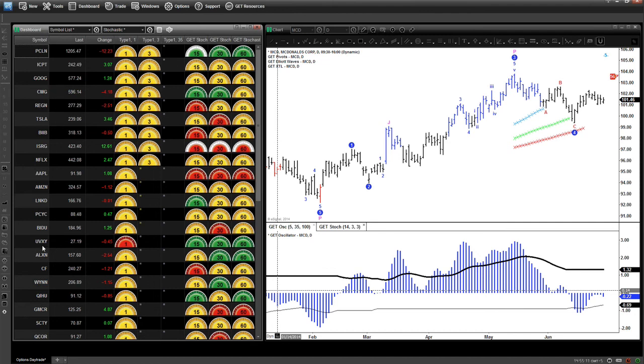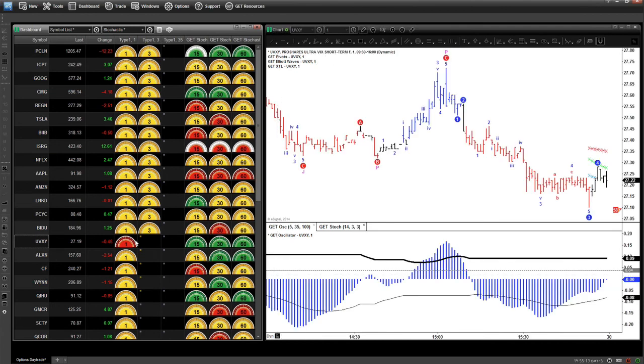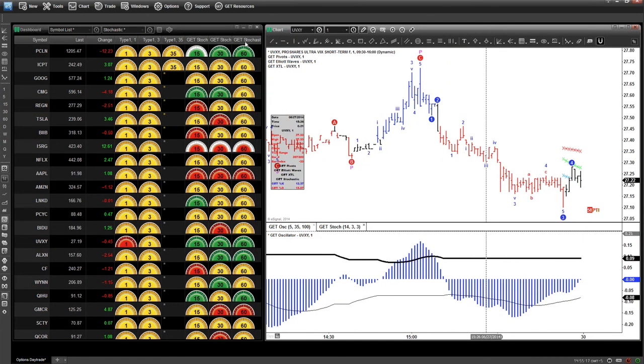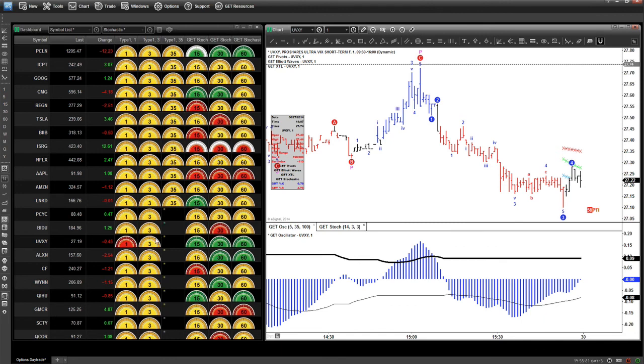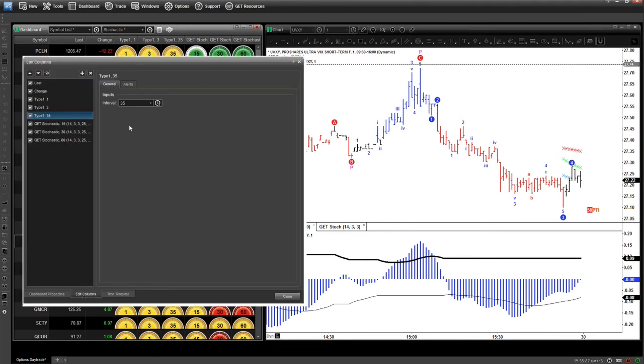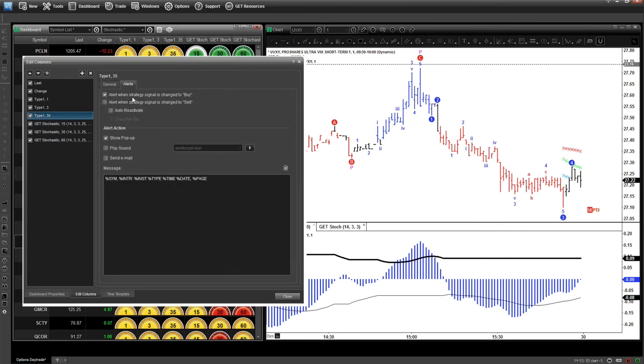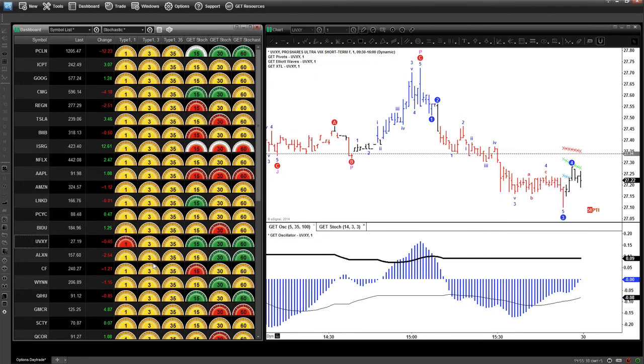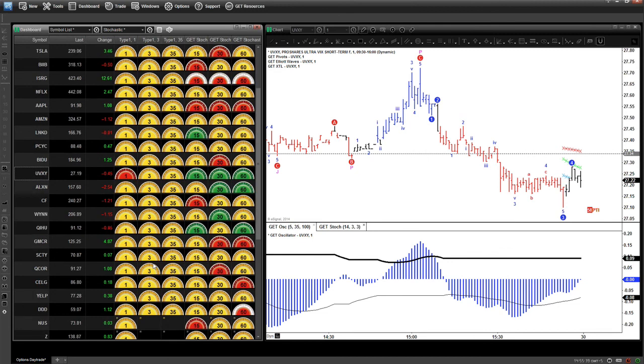Up here's UVXY on a 1-minute chart. The gauge is red. It's a type 1 sell. And what you do is you monitor this really all day long, and as soon as these trades come in, like I said, if I go to my properties, I can set those gauges and put alerts on them. Alert when it's a buy. Send me an email and play a sound. And it'll tell me that I got an opportunity to buy or sell a particular item.